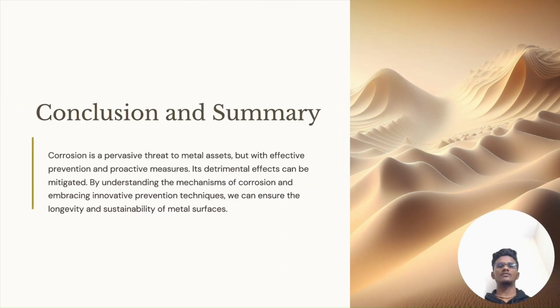Conclusion of this video. Corrosion is a pervasive threat to metal assets, but with effective prevention and proactive measures, its detrimental effects can be mitigated. By understanding the mechanisms of corrosion and embracing innovative prevention techniques, we can ensure the longevity and sustainability of metal surfaces.